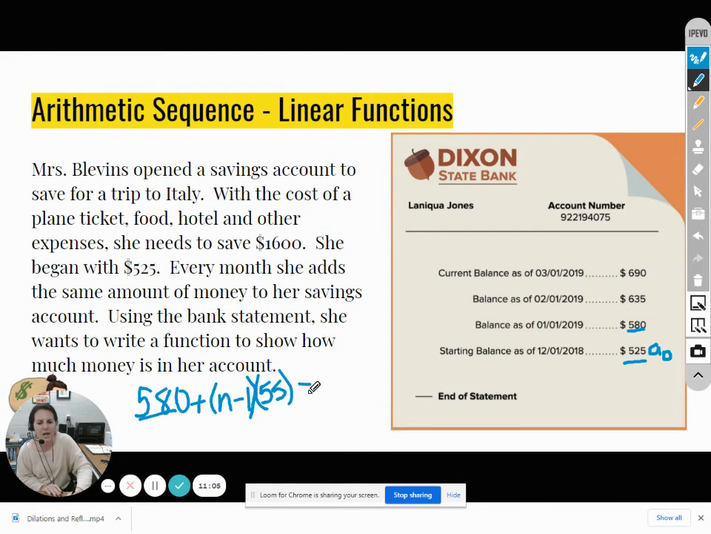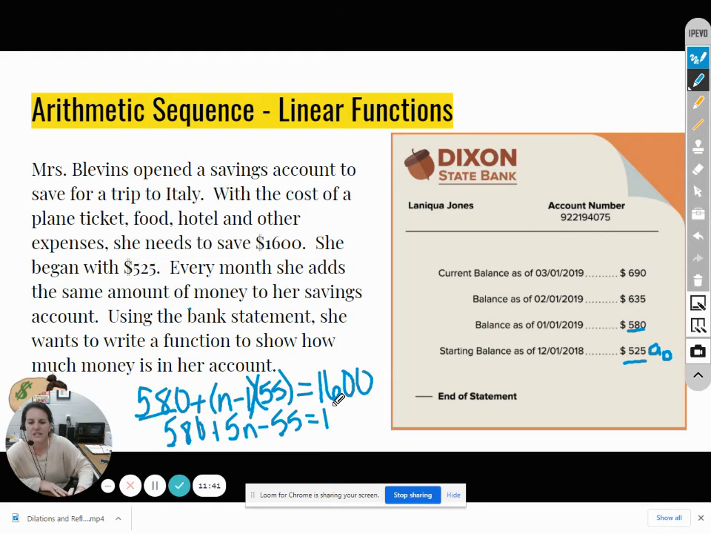So how many months is it going to take me to save $1,600? Interesting. How could I solve this? Oh, I know. Do what we learned how to do in the second module that we covered this school year. So let's distribute this, combine like terms, and solve. So I have 580 plus 55n minus 55 equals 1,600.